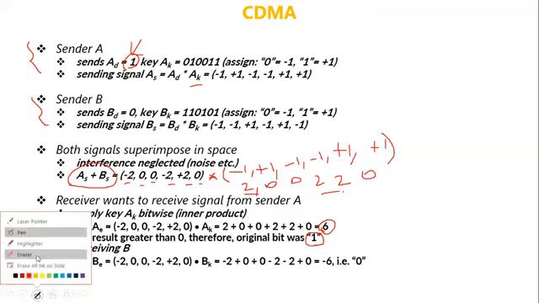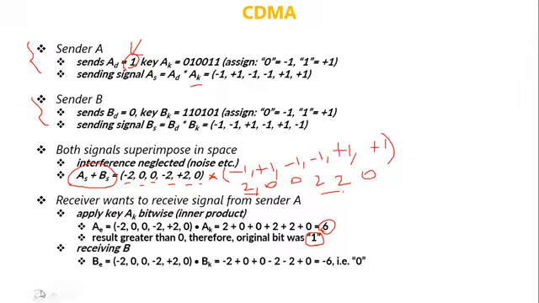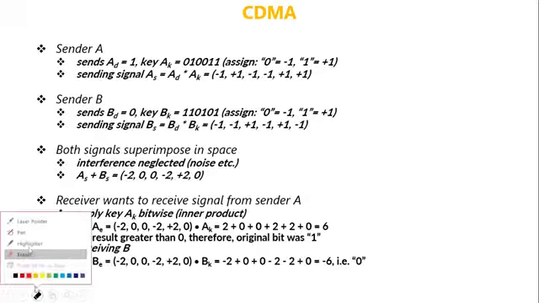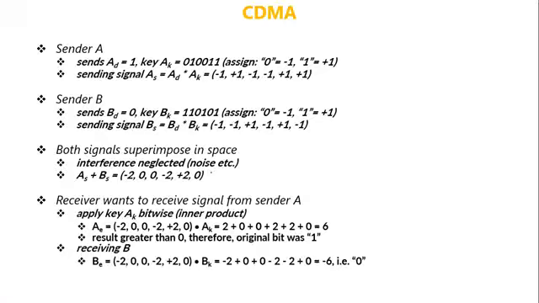B will apply its key. What is B's key? So here now you have to apply B's key. So B's key is what? 1 1. So B's key is +1, +1, -1, +1, -1 and +1. So this is B's key.